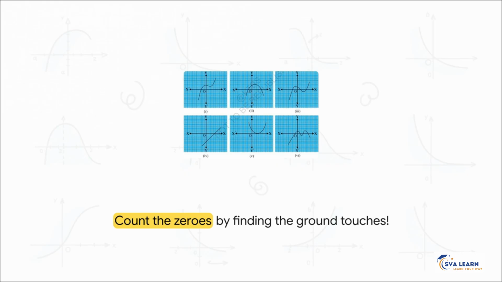Check out graph number 2 in the top middle. It's a beautiful downward-facing parabola. It crosses exactly twice, 2 zeros. And what about graph 6 down on the bottom right? It waves up and down like a snake. Let's count the crossings. 1, 2, 3, 4. This means the polynomial has exactly 4 zeros, and based on our golden rule, we immediately know it must be at least a degree 4 polynomial.